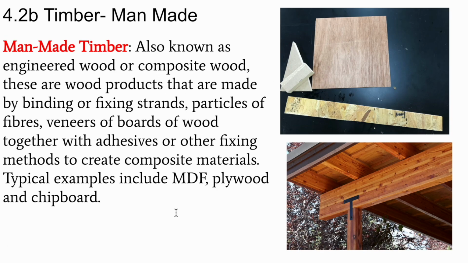The second type of timber we are going to discuss is man-made timber, and this is also known as engineered wood or composite wood. These are wood products that are made by binding or fixing strands, particles, fibers, veneers of wood together with adhesives or other fixing methods to create composite materials. And some typical examples would be MDF, plywood, and chipboard.